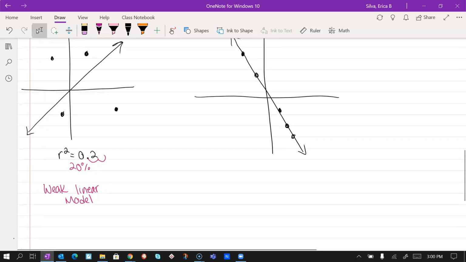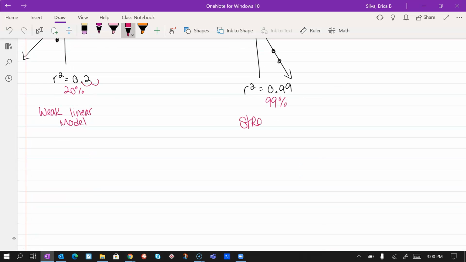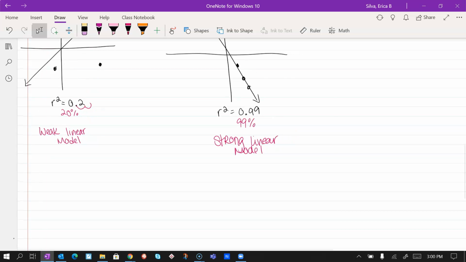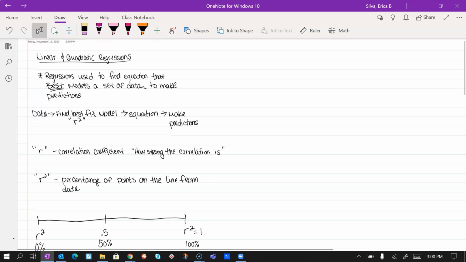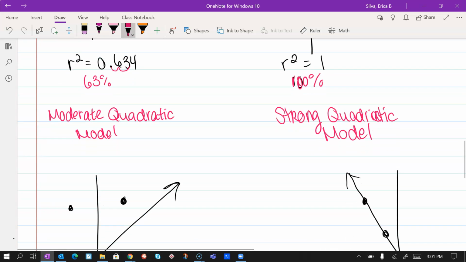Now let's say we put these points on a line and we get an R squared of 0.99. Again, to make it a percentage, we move the decimal over twice. That gives us 99%. Would this be a strong or weak linear model? It'll be a strong one. It's almost close to perfect. Now, if you guys can remember from the beginning where we talked about what a regression was, notice how we said that best fits this model. Can we get an equation that is linear? Yes. Can we get an equation that is quadratic? Yes. But we want to find the one that is best to represent that data so we can make good predictions.